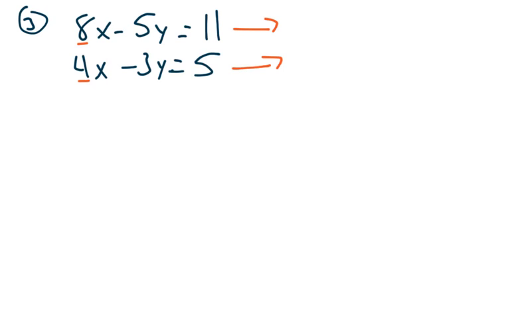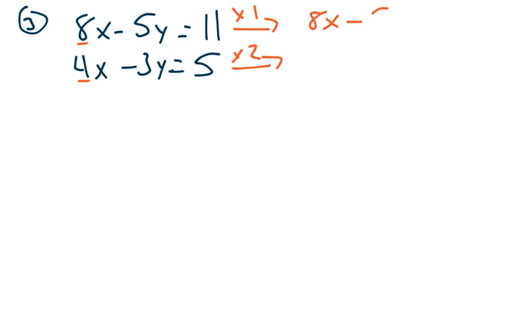But if I count by 8s and I count by 4s for the numbers in front of x, the first number they have in common is 8. Okay, so that means this doesn't have to change. This is times 1. 4 times 2 would give me 8, so I'm going to multiply the entire second equation by 2. And when I say the entire second equation, I mean the entire second equation. The first one is being multiplied by 1, so it's not going to change.